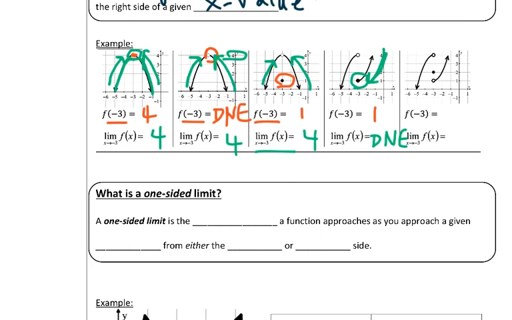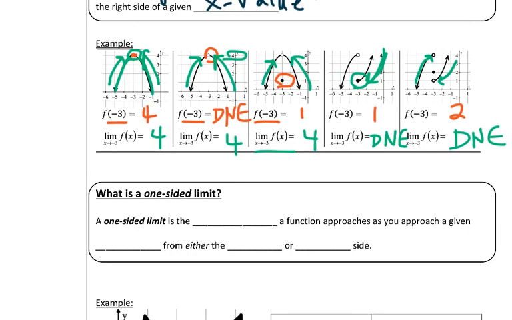And then the last example here, so f of negative 3, I see there is a closed circle there, so f of negative 3 is 2. And now if I look at the limit as x approaches negative 3, let's look from the left side. So from the left side, it's approaching a y value of 4. From the right side, it's approaching a y value of 1. So notice they are not approaching the same value from either side, so again, the limit does not exist.